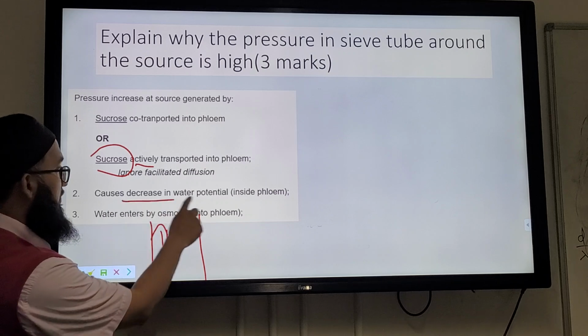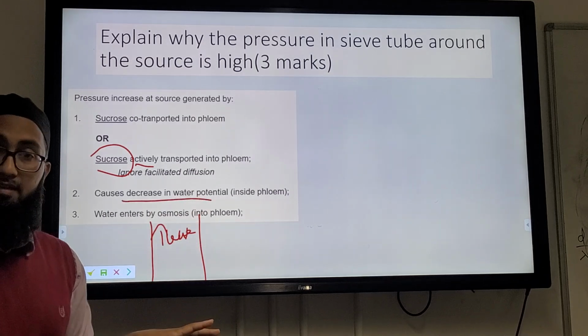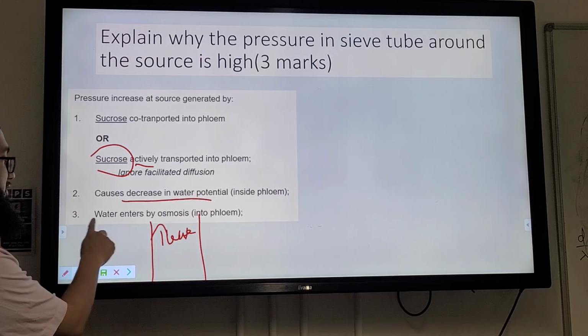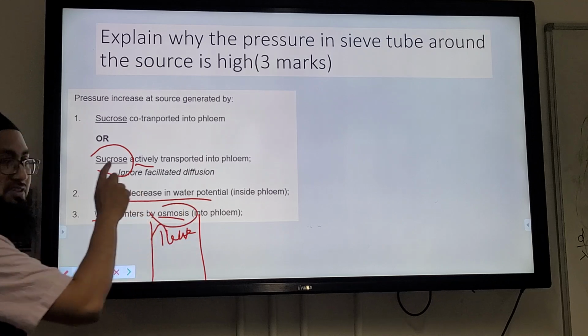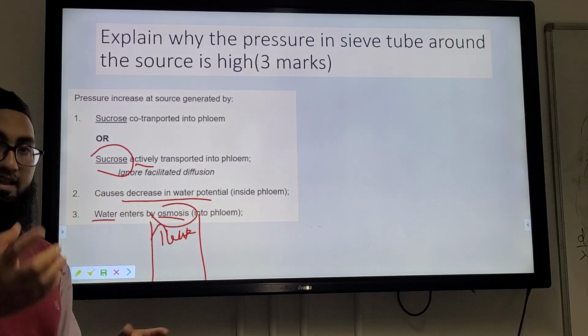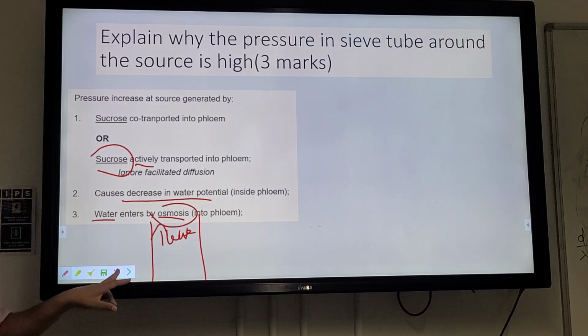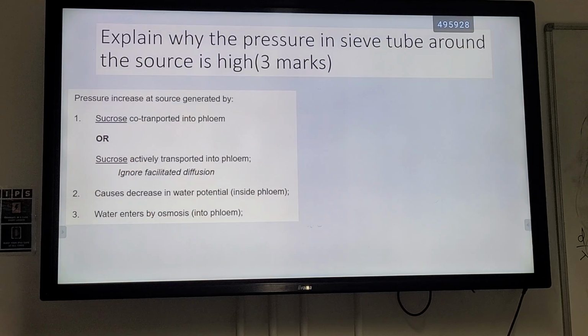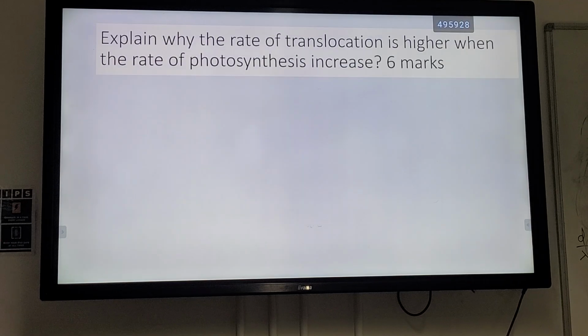Now this decreases the water potential, exactly the same as last time. And so water enters via osmosis from the xylem, and that increases the pressure. So let's go to the last question, which is: explain why the rate of translocation is higher when the rate of photosynthesis is higher. Very simple.